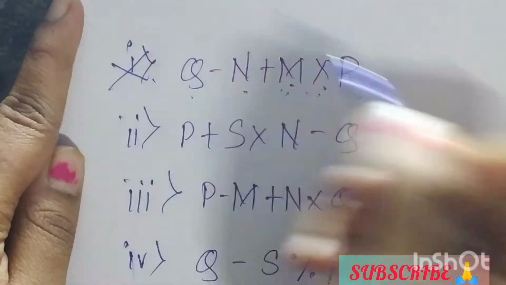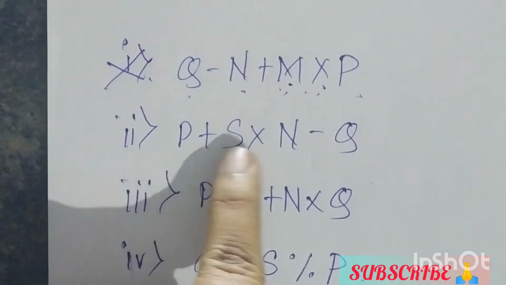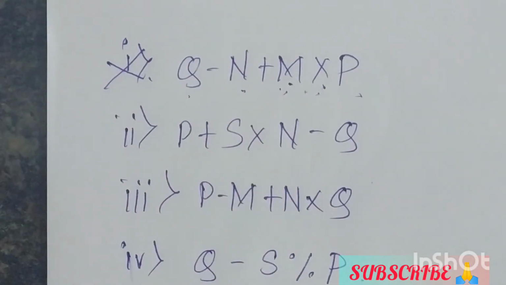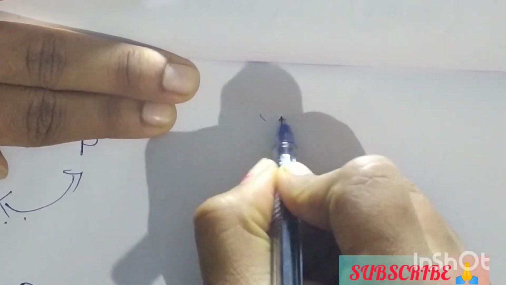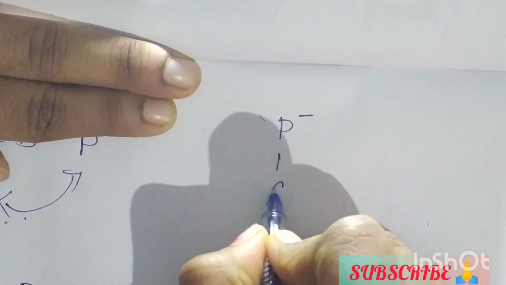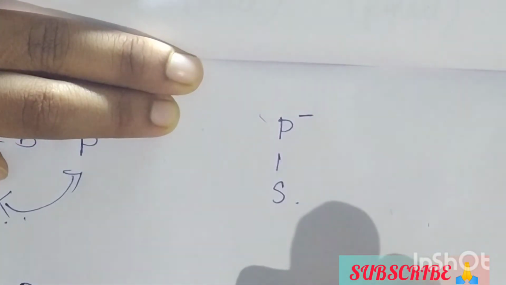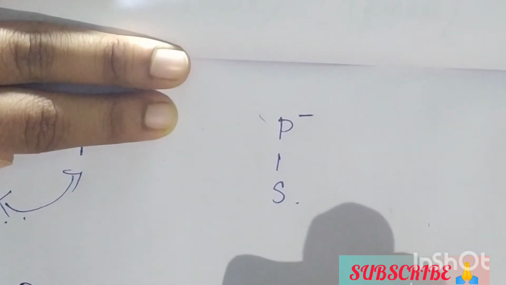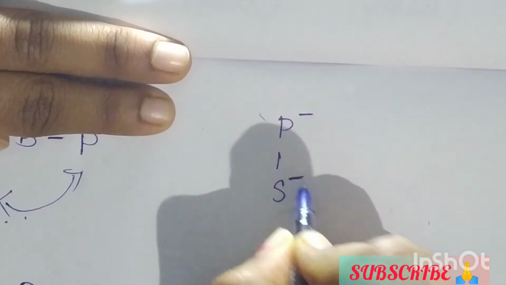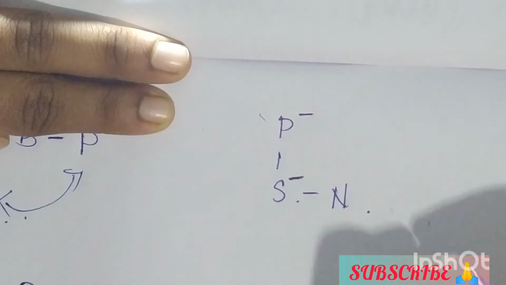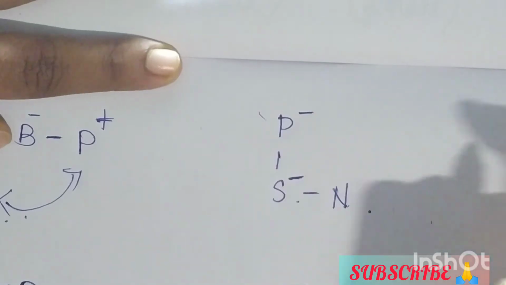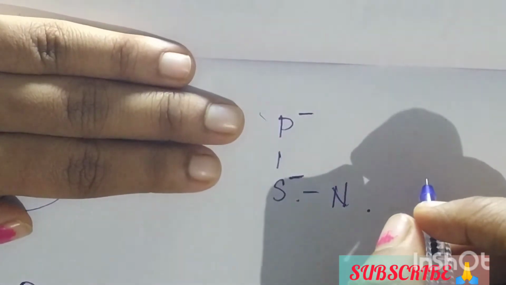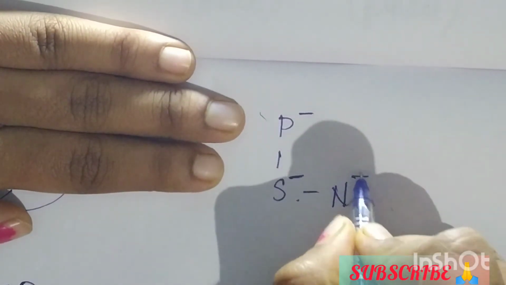When you come to the second option, P plus S. In the question they have given A plus B is A is mother of B. So P plus S means P is mother of S. Then S into N. S into N is A is sister of B. So S is sister of N. Then A minus B is A is brother of B. So N minus Q is N is brother of Q.